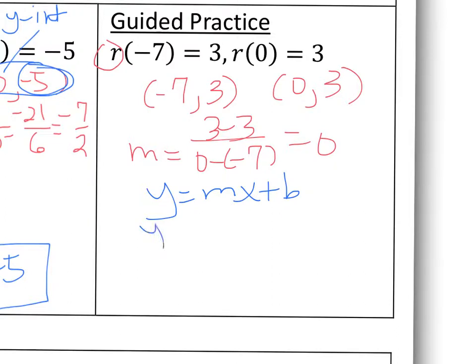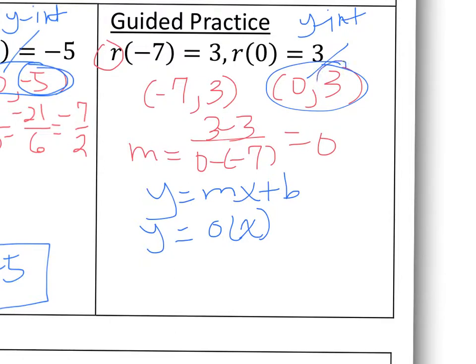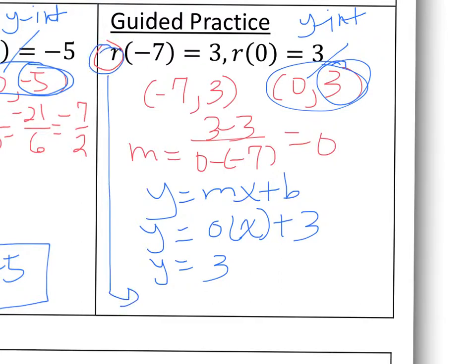So my slope is 0. My y-intercept happens to be positive 3. Y equals 3, and since the problem started out with the letter r to represent the function, you can do r of x equals 3.